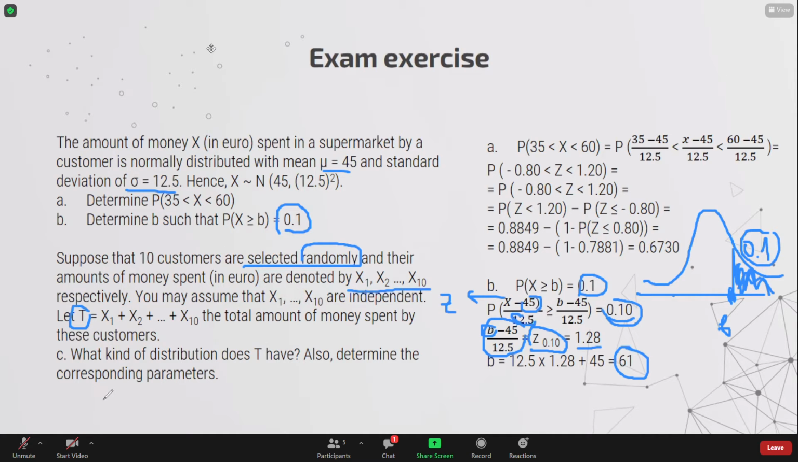Okay, I would proceed. If T is our variable, it is normal distribution because we randomly select those 10 customers. So the first thing you have to write is the number of participants in our experiment, which is just 10. And later we have to take into account the variance, but we don't have the variance in that case. We only have the standard deviation. We can easily calculate it. It's just 12.5 to the power of 2.